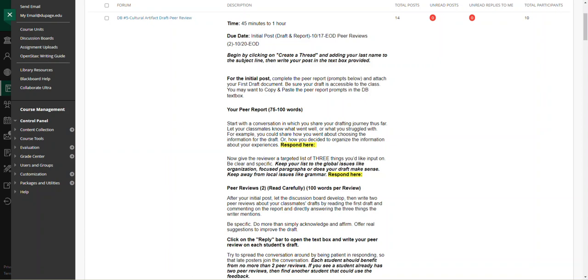So today I begin talking about the peer review report and also the peer reviews. Now some of you may notice that the instructions have been changed a bit. I've added some word count suggestions here for your report. Should be somewhere engaging like 75 to 100 words.